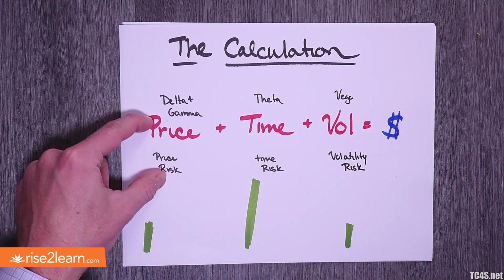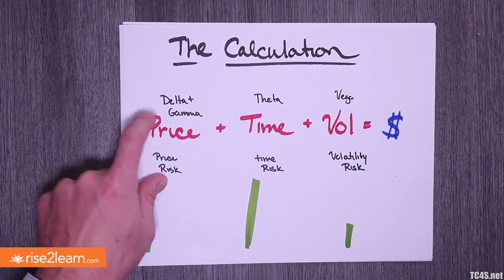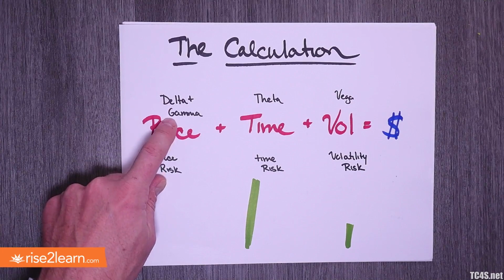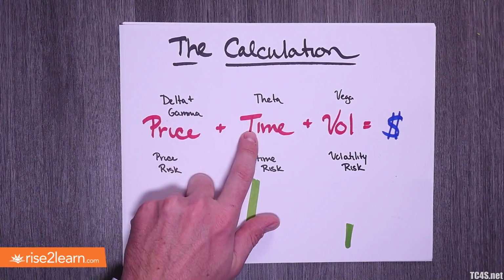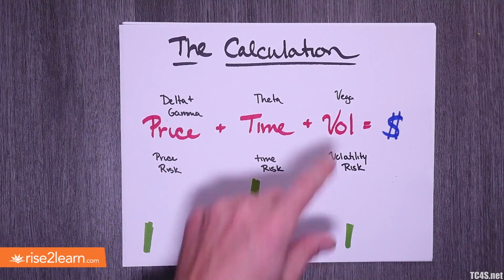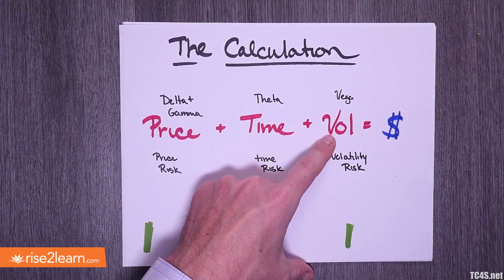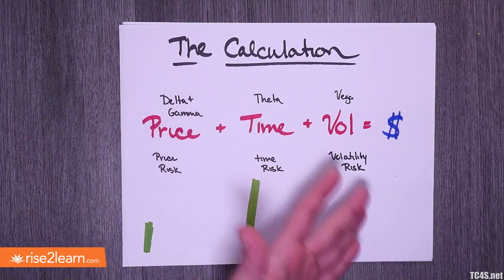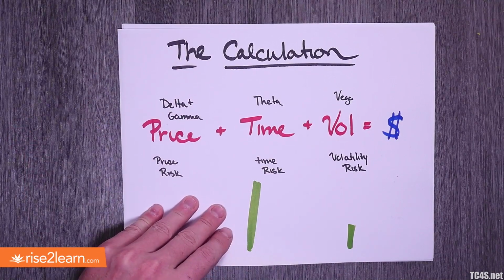For you, is the price going up or down? That's one big thing to watch, and that's going to be your delta and your gamma. For time, are you in a positive theta state or a negative theta state? And for the Vega, are you in a positive Vega or a negative Vega position? And then what's happening to the Vega? That ultimately changes your position.